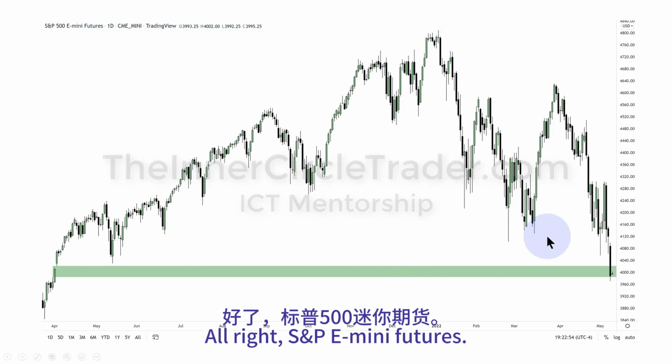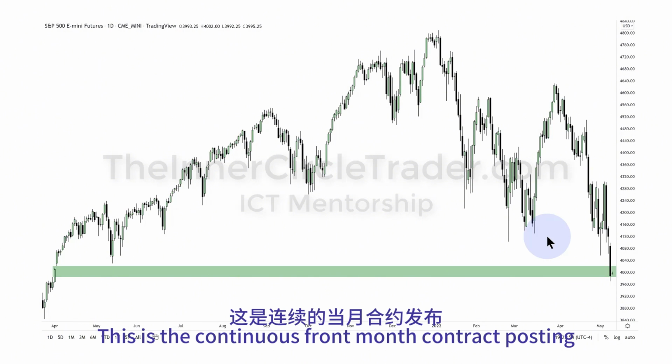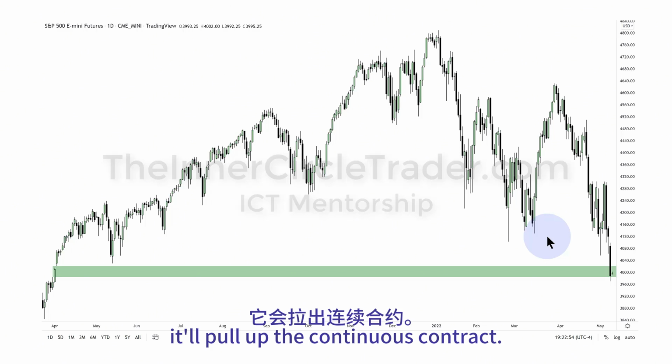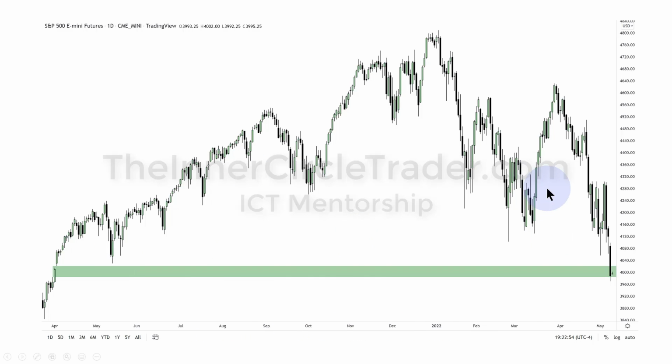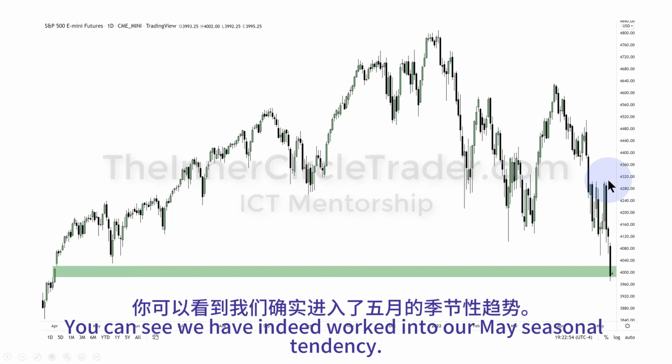All right, S&P E-mini futures. This is the continuous front month contract posting by TradingView. So in other words, if you put up ES and hit enter, it'll pull up the continuous contract. So it's always taking the front month and adding it to whatever the chart's posted. You can see we have indeed worked into our May seasonal tendency.